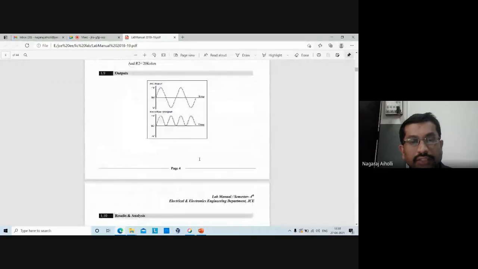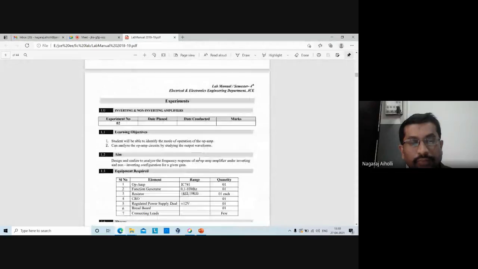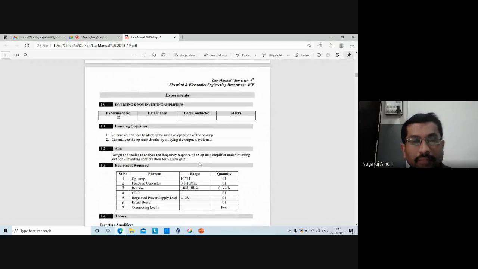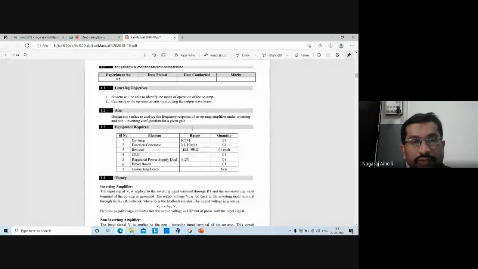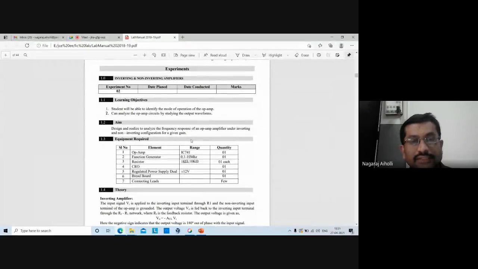Right. So let us take up the second experiment. Inverting and non-inverting amplifiers. In the first experiment itself, I told the definition of inverting amplifier. Inverting means the output is opposite to that of the input. If input is positive, output is negative. If input is negative, output is positive. So it is the inverting amplifier.